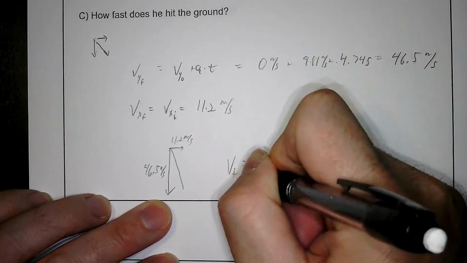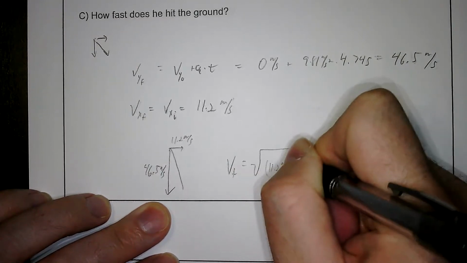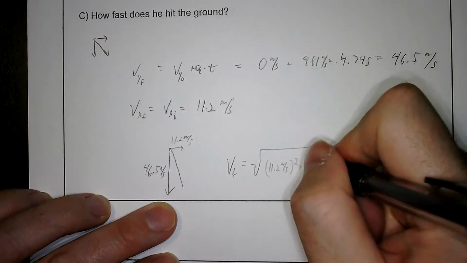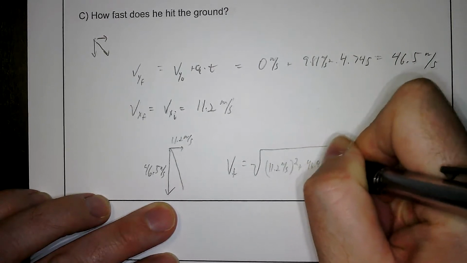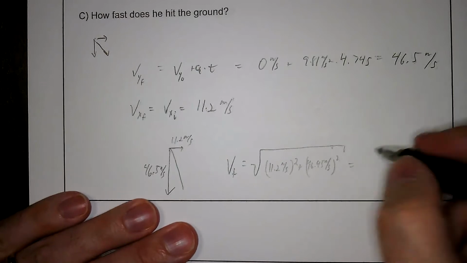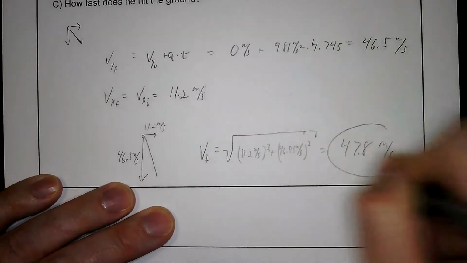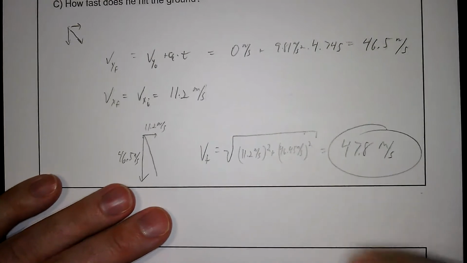Velocity final is equal to the square root of 11.2 meters per second squared plus 46.45 meters per second squared. And that in the end gives us 47.8 meters per second. And that finishes up that one.